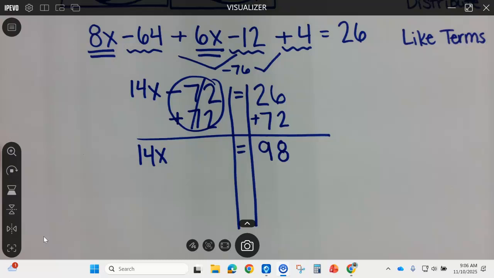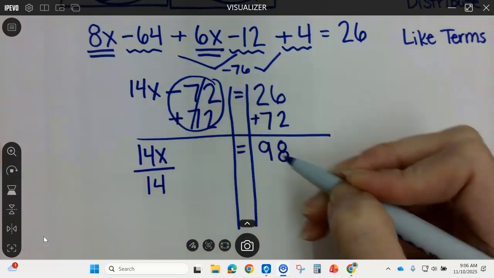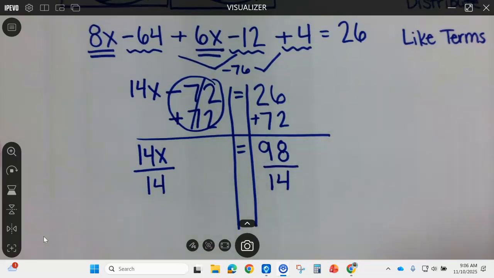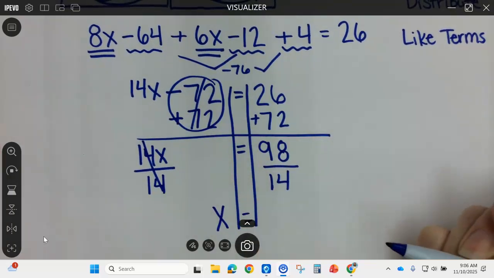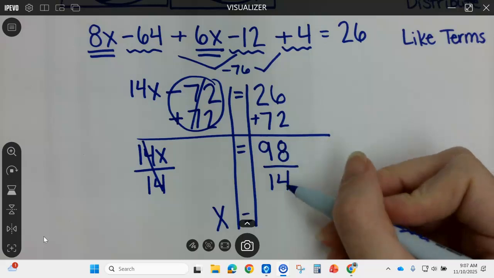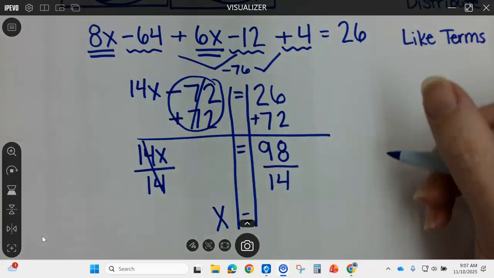All right, then we have to divide both sides by 14. 14 divided by 14 is 1. 1x is just x. Then we have to do 98 divided by 14. You might know this, you might not. So let's try to think of some strategies.